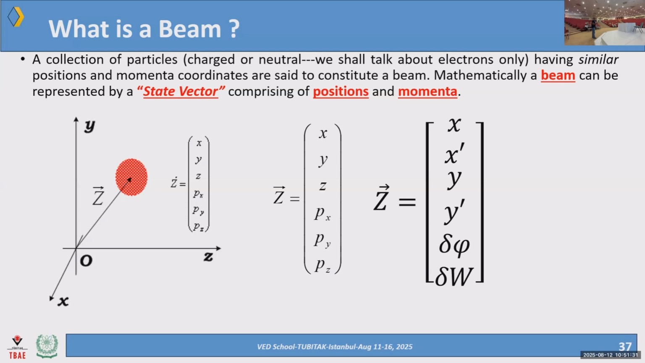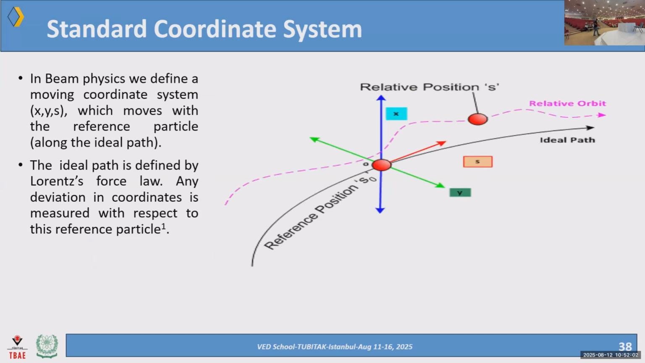Okay, so this vector is our tool for the next 1 hour or so. In fact, this vector will be dealt with in every beam dynamics thing. First we have to define a beam. A beam is some collection of charges which have similar momentum and position coordinates, and mathematically they can be defined using this state vector. Now, again, there is a choice of calculating the propagation of wave from one point to the other.